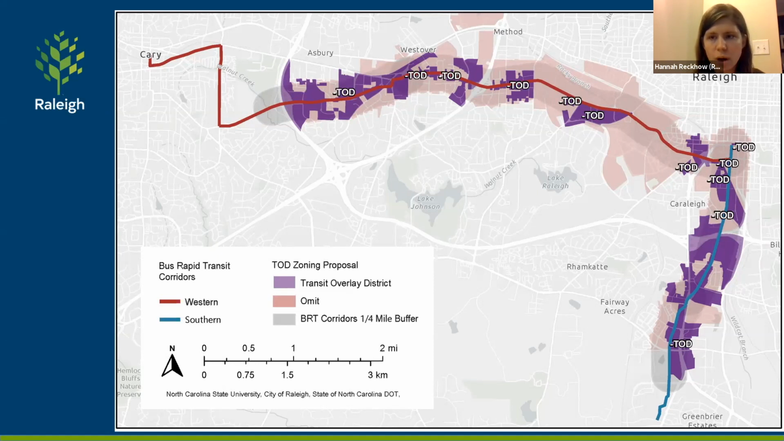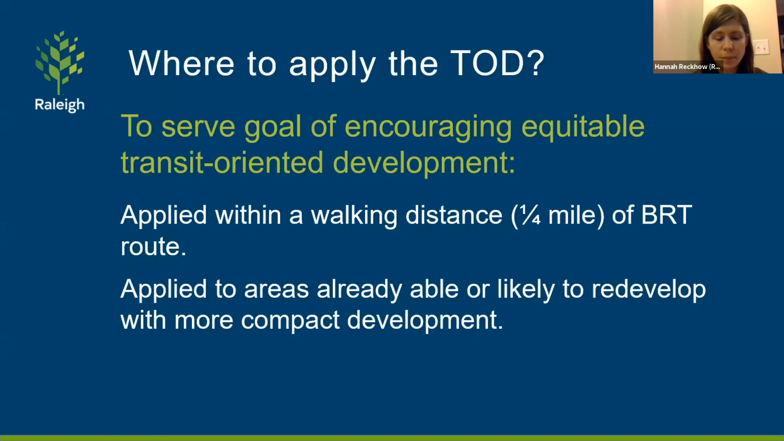But first, I wanted to walk through why these areas are chosen. As you can see along these corridors, some are included and some are left out. And so the guiding principle this request is starting from is looking at areas that are within walking distance of the BRT routes. In that case, this is a quarter mile from the route itself.